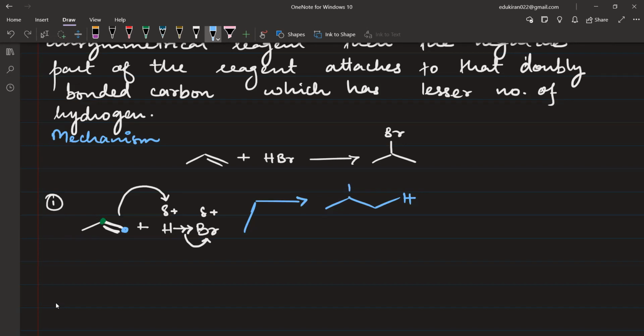Okay, why is it getting a positive charge? See, this blue carbon had 2 bonds. Now also this blue carbon is having 1 and 2 bonds. This green carbon was initially having 2 bonds. Now it is having only 1 bond. That means it has lost an electron. That means we will get a positive charge.